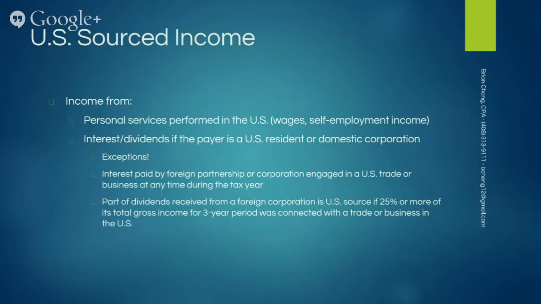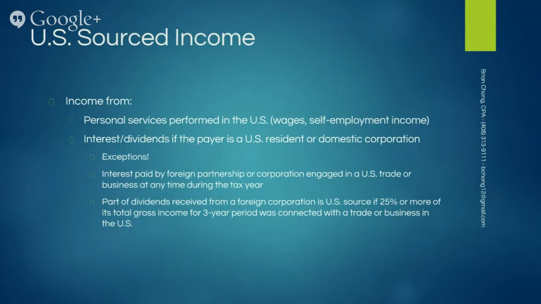U.S. source income is going to be personal services performed in the U.S., like your job, self-employment income, business income, any interest and dividends. However, the rule for interest and dividends is that obviously if you're getting paid by a U.S. bank or a U.S.